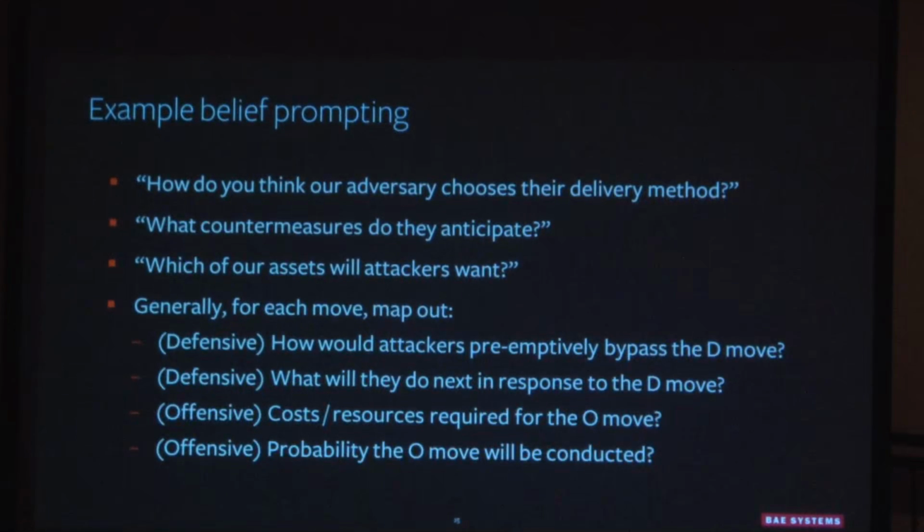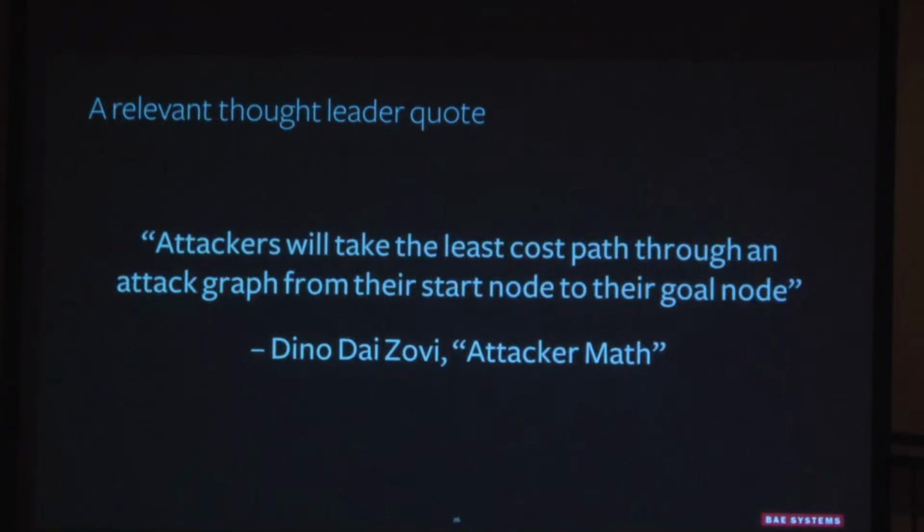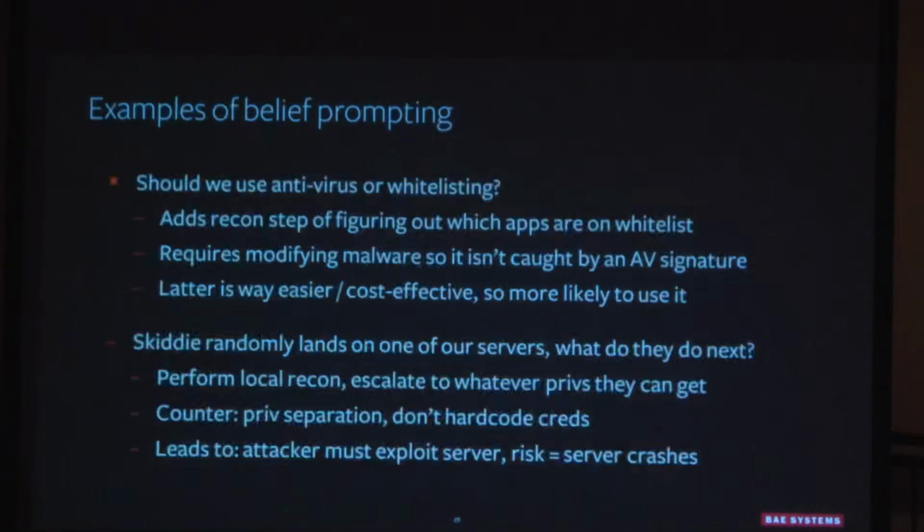Then for the offense, what are the costs and resources? Again, 0day is very, very expensive. They're less likely to use that, so you need to build that into your model. Then also the probability that they'll conduct the move in general. As I said, Dino has a great quote: attackers will take the least cost path through an attack graph from their start node to their goal node. That's good to keep in mind. So you basically want to guide them, or terraform them, towards whatever the hardest and most expensive path is, because hopefully they'll give up if it's too expensive.